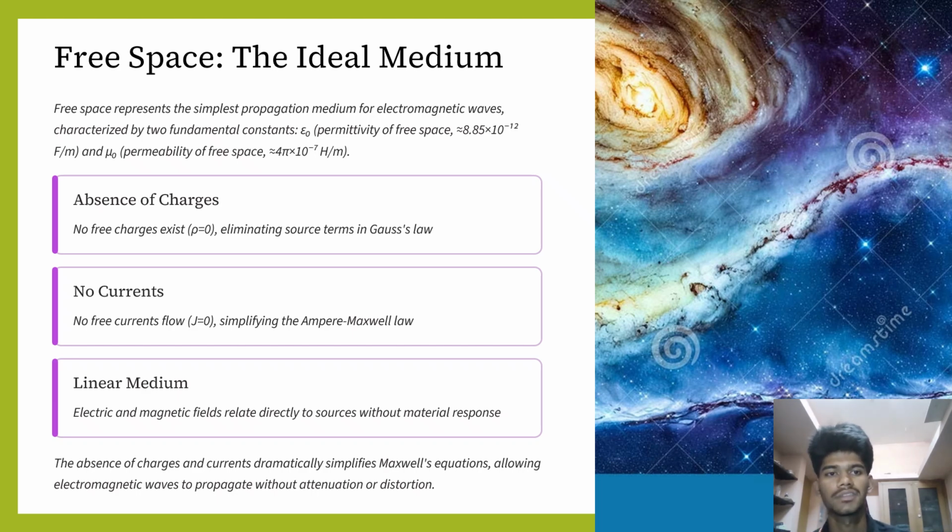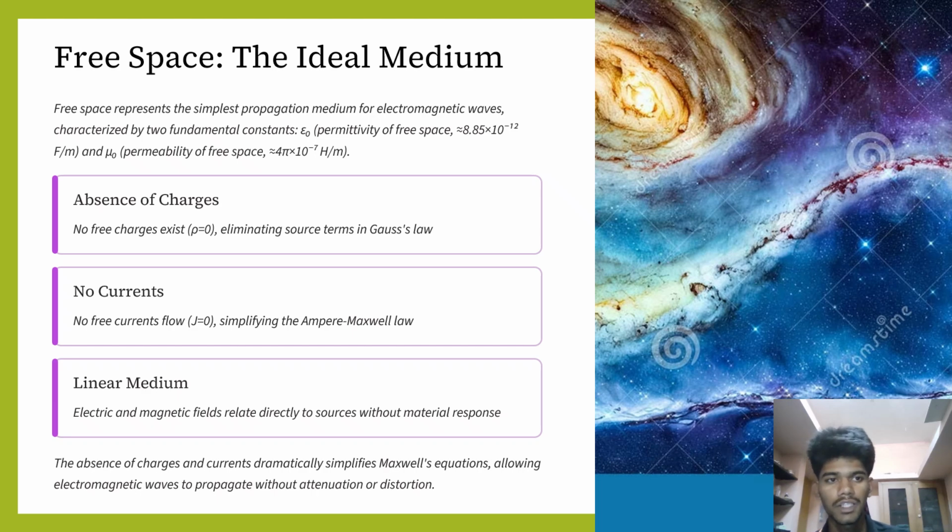Free space represents the simplest propagation medium for electromagnetic waves, characterized by two fundamental constants, epsilon naught and mu naught. Epsilon naught is also known as the permittivity of free space. It has the approximate value of 8.885 times 10 power minus 12 farad per meter, and mu naught is the permeability of free space, approximately equal to 4 pi times 10 power minus 7 henry per meter.